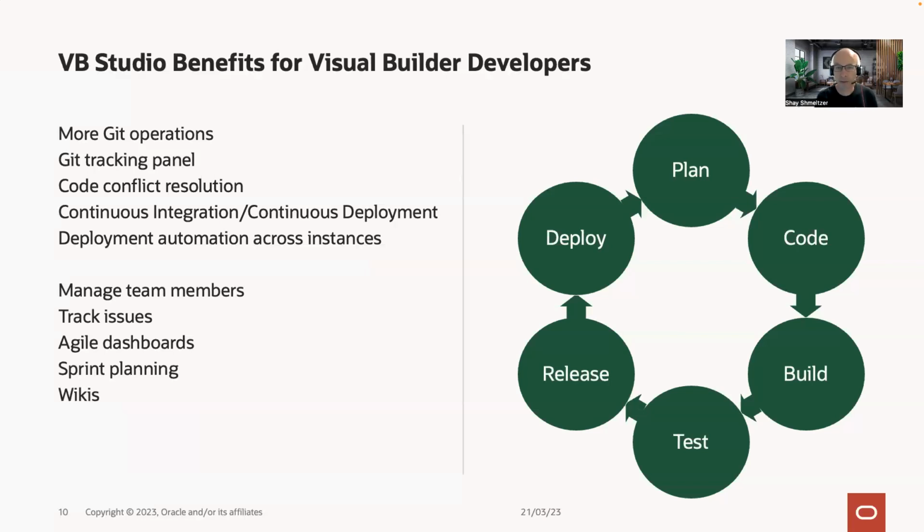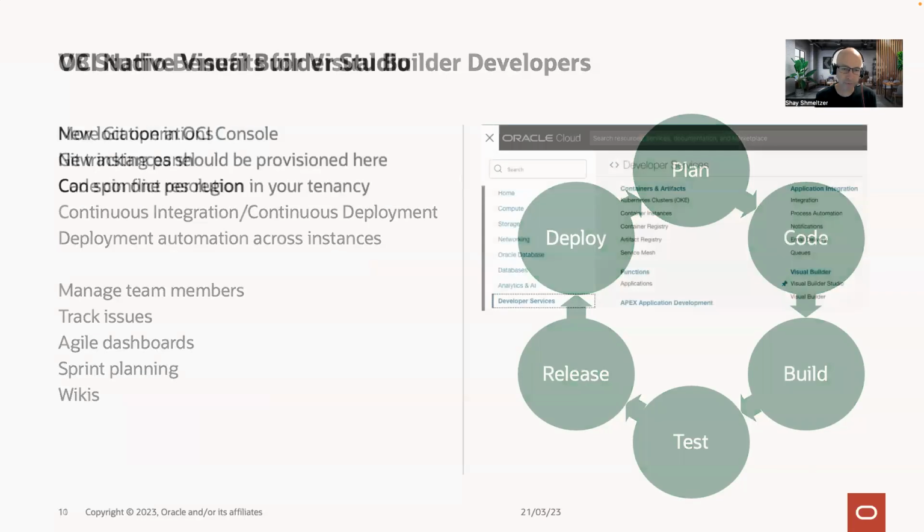And also a wiki where you can share all the information that your team needs to share, whether it's design documents, best practices, discussion on features, things like that. So if you adopt Visual Builder Studio, you'll get all of those capabilities in addition to what you already have in Visual Builder. And again, you get it for free.